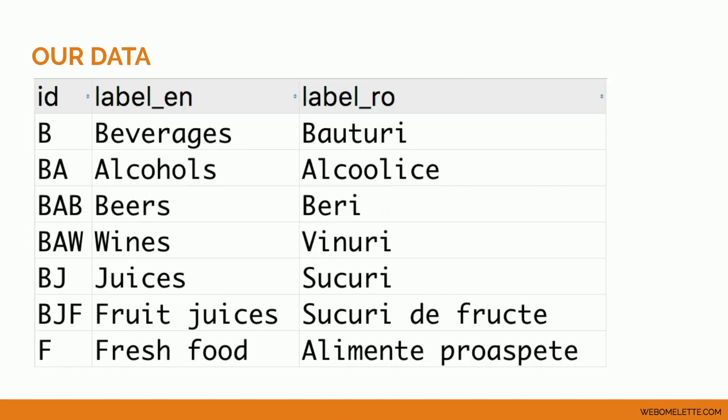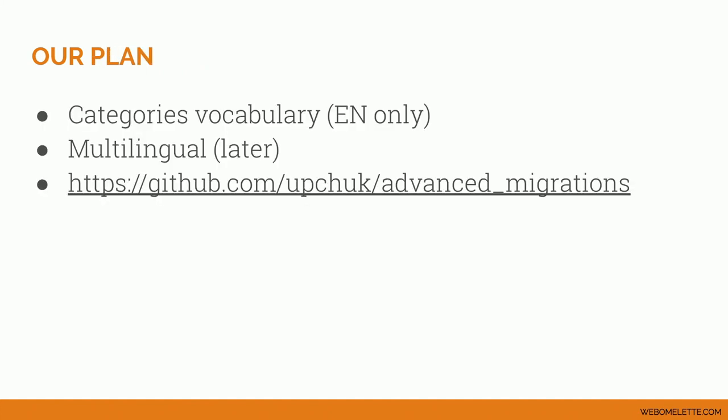Now let's see how this actually works in practice with a very simple migration of this data. So we have a CSV file, as you can see. We have an ID column. It doesn't matter for our purposes what these IDs are, but if you figure out the pattern of those IDs, kudos. But we have two columns: label EN and label RO. I'm Romanian, that's why. Essentially these are categories of stuff, of food and products. So in the first migration, what we're going to do is import these things as taxonomy terms in English. Forget for the moment the Romanian translations, we're going to get the English stuff in. This is the plan. We have a vocabulary, for now English. We'll make it multilingual later.